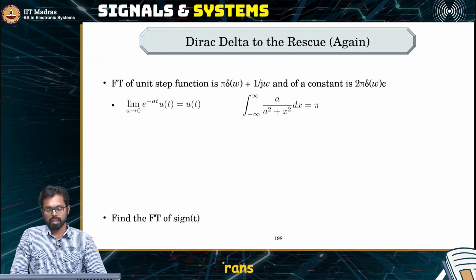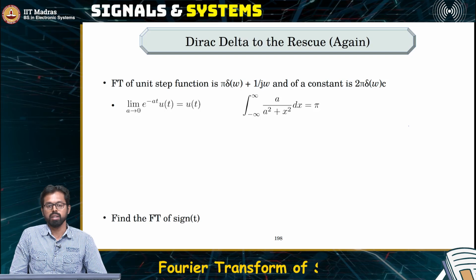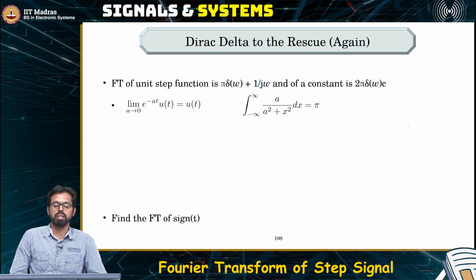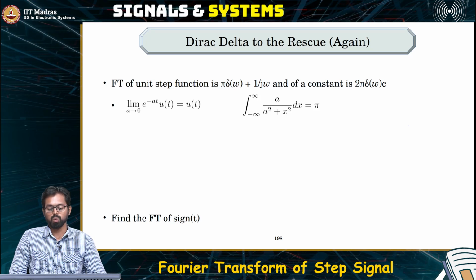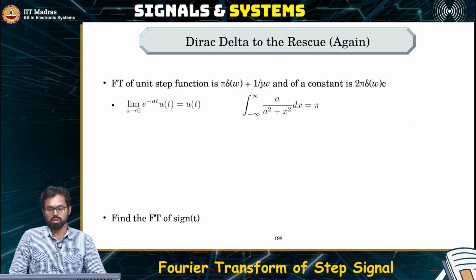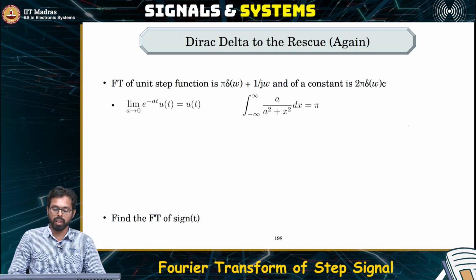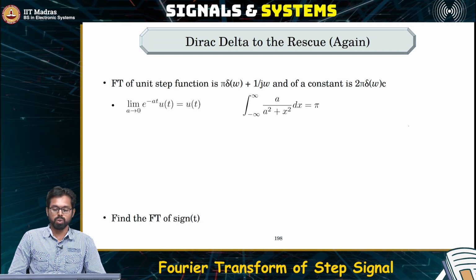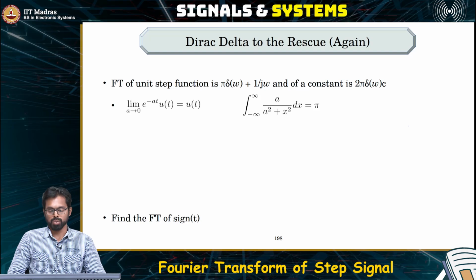So we saw earlier that there could be signals which need not satisfy absolute integrability, but still the Fourier transforms can exist. Now, whenever the signal is absolutely integrable, it is easier to find the Fourier transform. We can directly use the formula and then compute the Fourier transform. But what if the signal is not absolutely integrable?